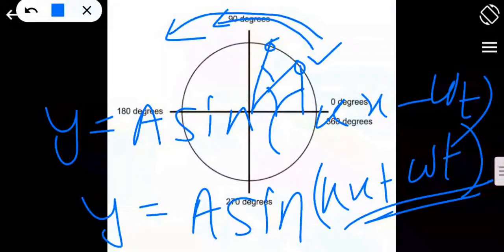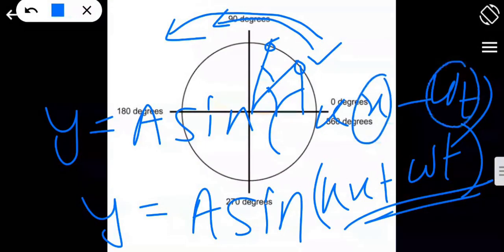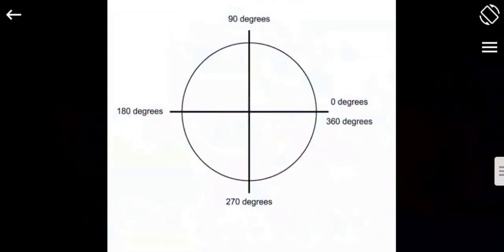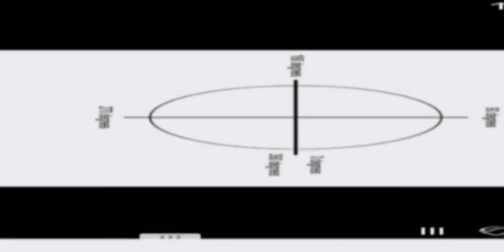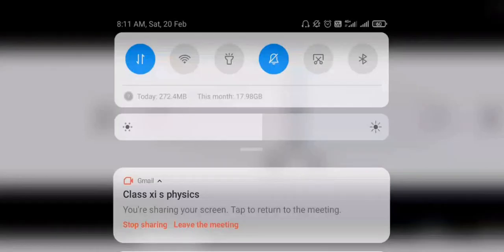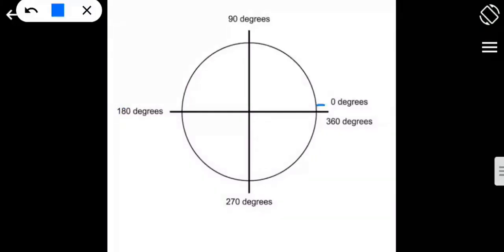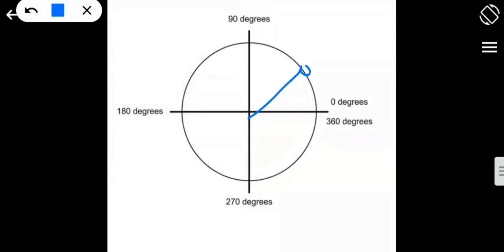One thing only you have to remember: if x increases, then the angle will decrease, and if x decreases, then obviously the angle will increase. This thing we need to remember, right? And if you consider the initial phase, if a particle has not started from the mean position, because a wave can travel from anywhere, it can start from any maximum position.